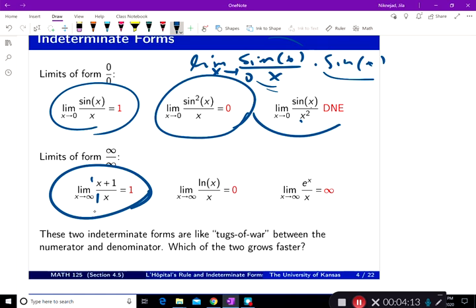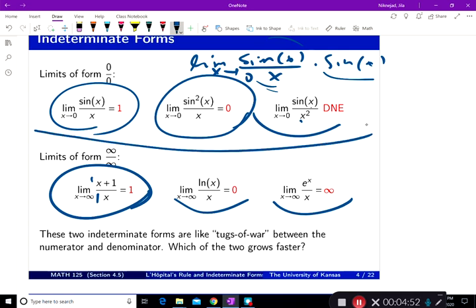Now, there are a few things that we don't know, basically. I don't know what the limit of natural log of x over x is. It turns out it's going to be 0. And I don't know what the limit of e to the power x over x is. It turns out that it's infinity. These are both infinity over infinity, and the way to figure these two out is only with L'Hopital rule.